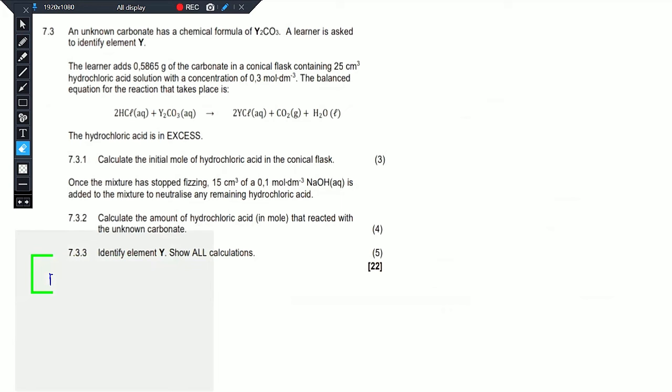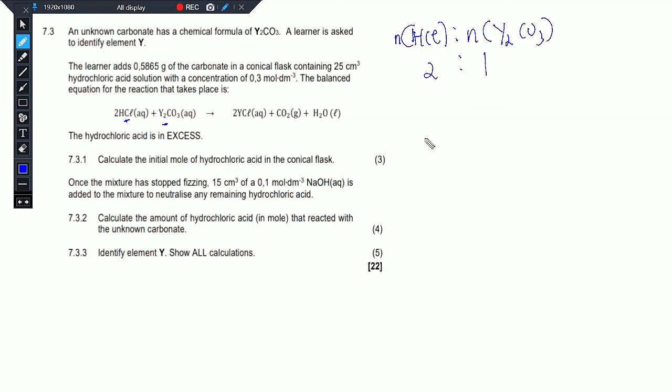Now, 7.3.3 says identify element Y. So we want to identify element Y. From here, we can see that the ratio of the number of moles of HCl to the number of moles of this unknown carbonate is 2:1. But remember from the previous question, we had already calculated the number of moles of hydrochloric acid that reacted with this unknown carbonate, and we found that it was 0.0085. That means we have X here.